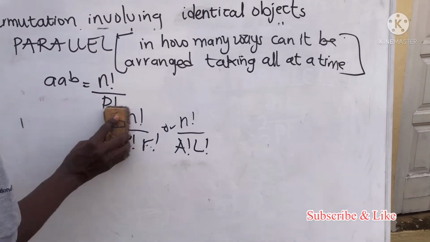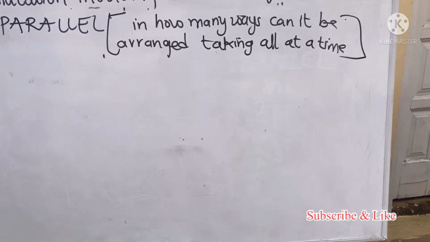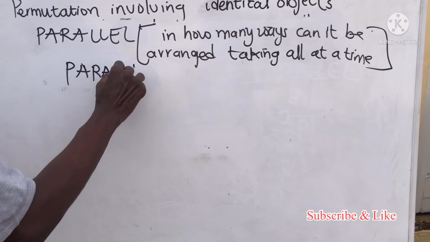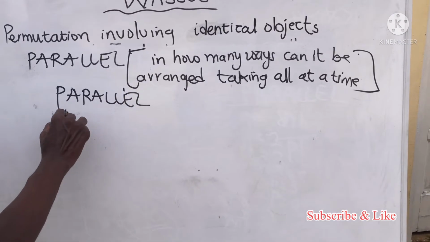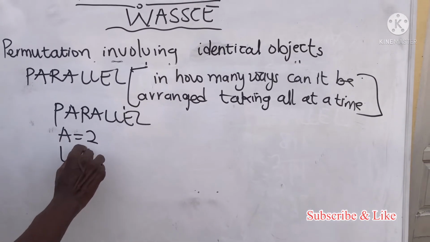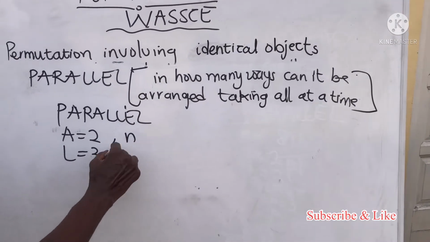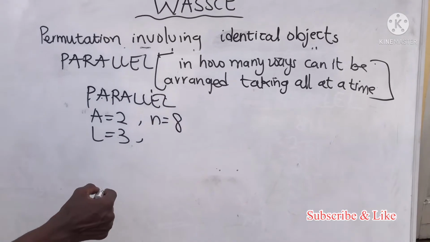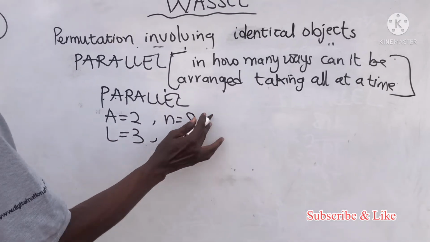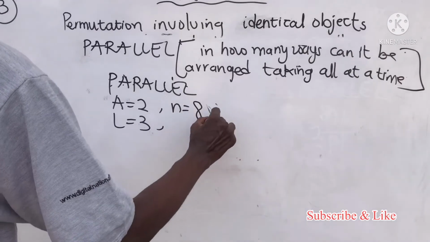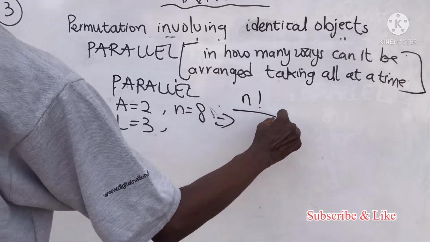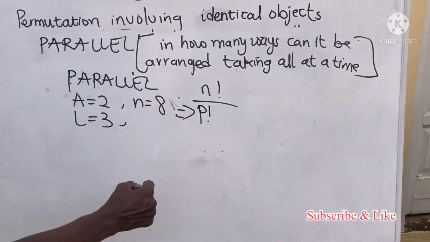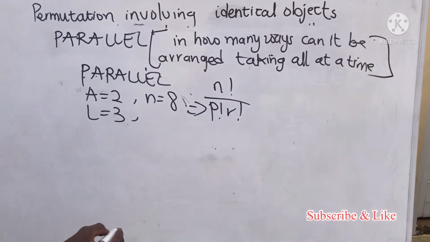Okay, so now let's solve this question. Parallel. A appears twice, L appears 3 times. Now n is 1, 2, 3, 4, 5, 6, 7, 8. 8 items. And the formula we know is n factorial over the number of items repeating. We have 2 items. So let's say P for the first item, R for the next item.